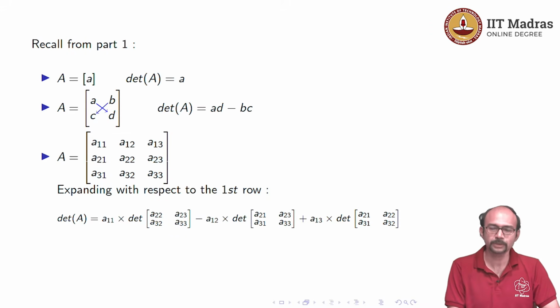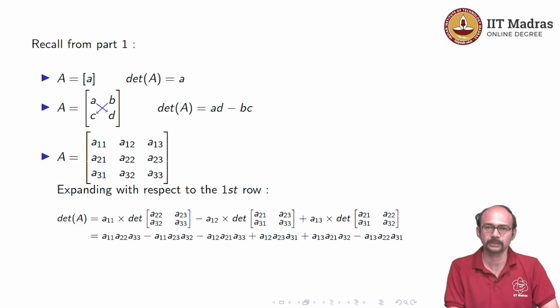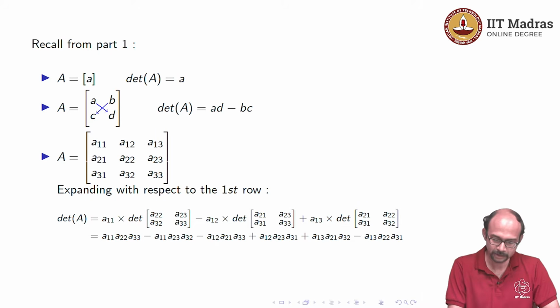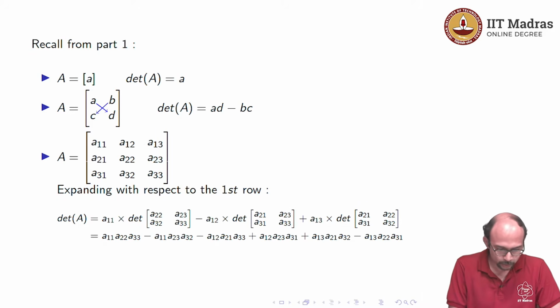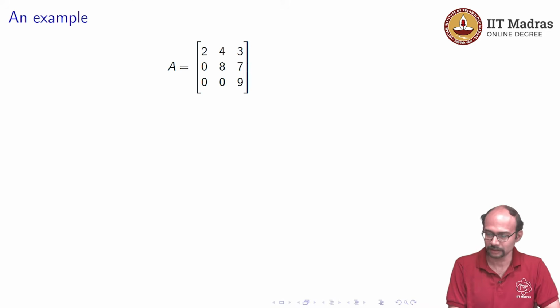So the determinant of the 3 by 3 matrix was defined in terms of determinants for 2 by 2 matrices. Then we can expand this out and work out explicitly what the expression is, and you get a rather long and nasty 6 term expression. Okay, so let's do an example just to refresh ourselves, maybe a 3 by 3 example.